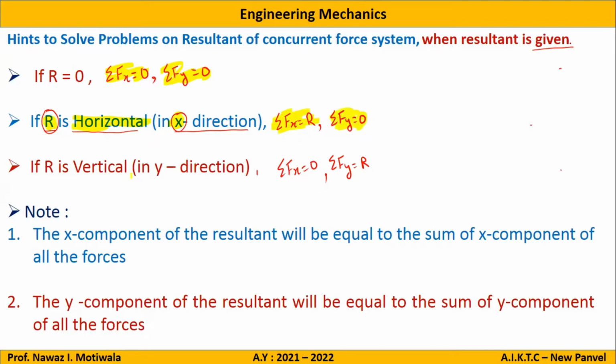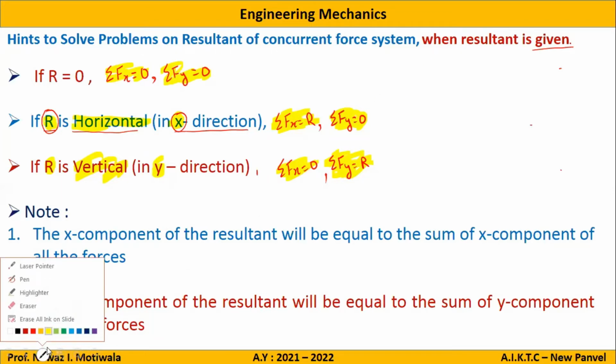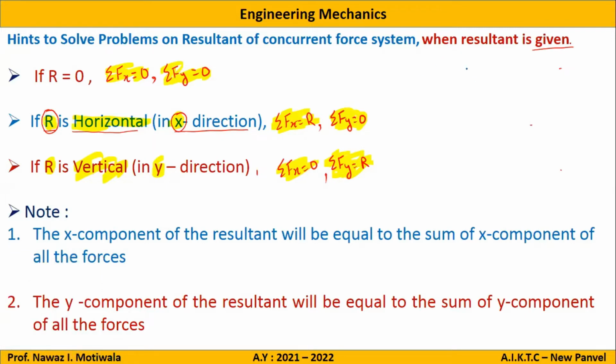Then we moved towards the third case, wherein it was given that R is vertical, that is in the y direction. So the conditions which we will use are summation of Fx is equal to zero and summation of Fy is equal to R. The next case is the fourth case, which I have not written on the slide, but it is there in statement form. Let us say now it is given like this.